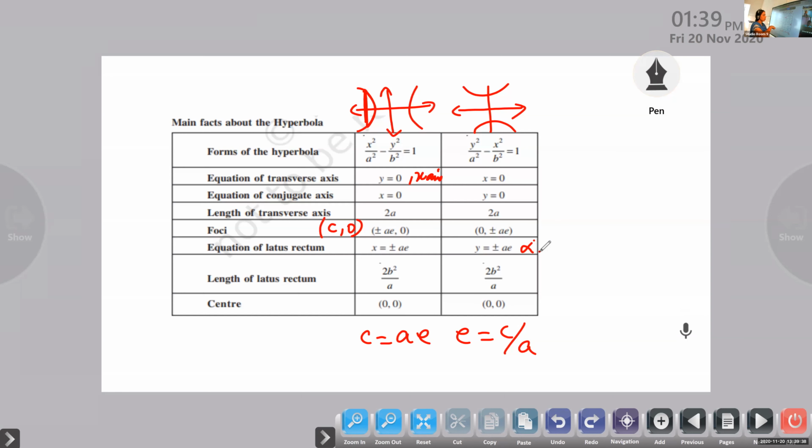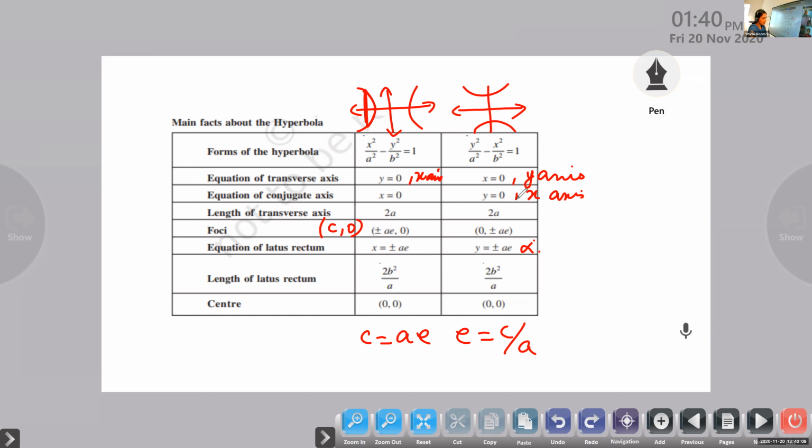Is it okay? Look at the second form. In the second form, the transverse axis is the y-axis. x is equal to 0 means it is the y-axis. And the conjugate is the x-axis, which we denote as y is equal to 0. If x square comes first, x square by a square minus y square by b square, the x-axis is the transverse axis. If y comes first, the y-axis is the transverse axis.